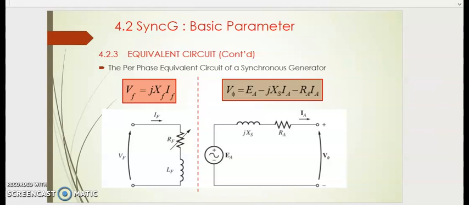Okay, per phase, that one is for the total 3 phase. For the per phase equivalent circuit, we have V phase equal to EA minus jXS IA minus RA IA. Meanwhile, our phase source is equal to jXF times the IF times the jXF. Here the jXS and RA.